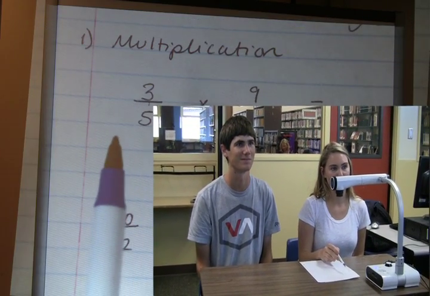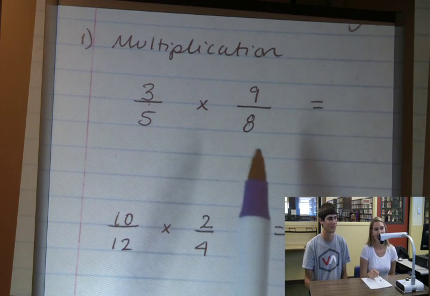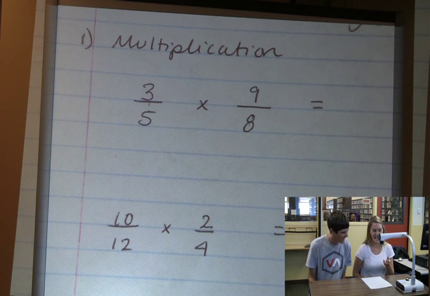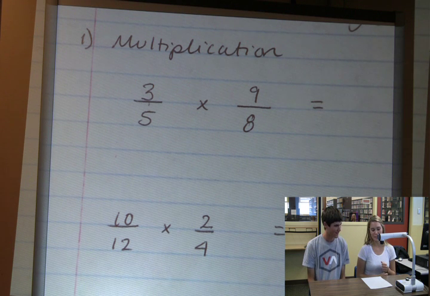Yeah, okay. So for this topic, we're going to learn about multiplying and dividing fractions. And if you look at the example, we're multiplying 3/5 by 9/8. Does that make sense? No. What would you do to start? Okay, so what do you think you would do to begin this? Would you make a common denominator?